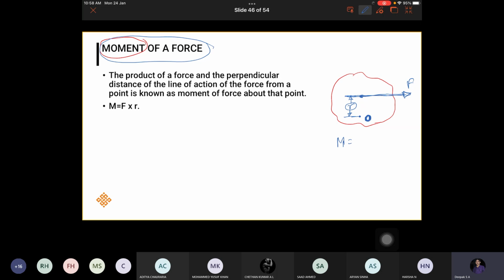So moment of a force is nothing but, moment is indicated by M, the magnitude of the force into the perpendicular distance from the point where the moment is taken about and the line of action of the force. Okay, so did you understand this?